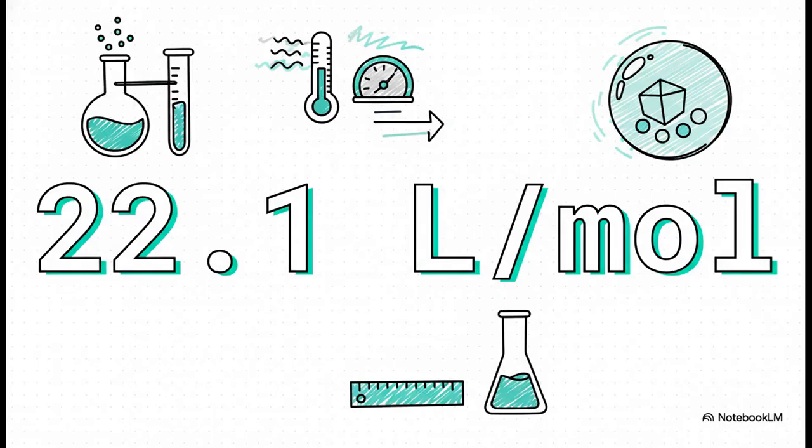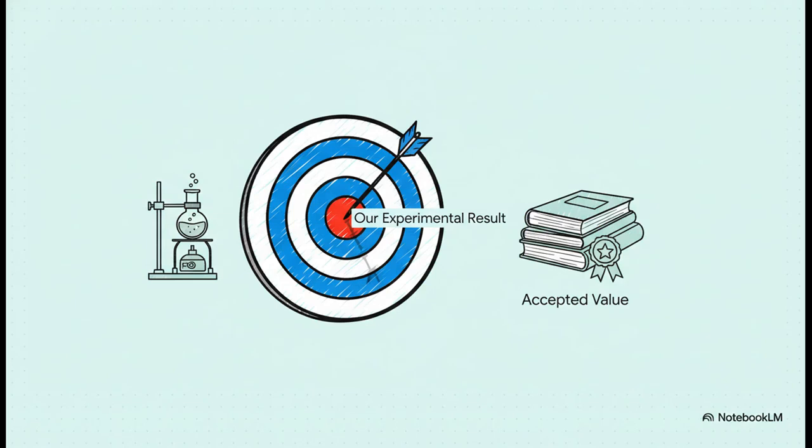And boom! After you run the numbers, you get a result. A typical experiment like this might give you a value right around 22.1 liters per mole. That is our answer. That's the volume that 1 mole of our gas takes up at STP, according to our experiment. So, how did our quest turn out? Well, we compare our result, 22.1, to the officially accepted scientific value, which is 22.4 liters per mole. Hey, that's not bad. That is really, really close.